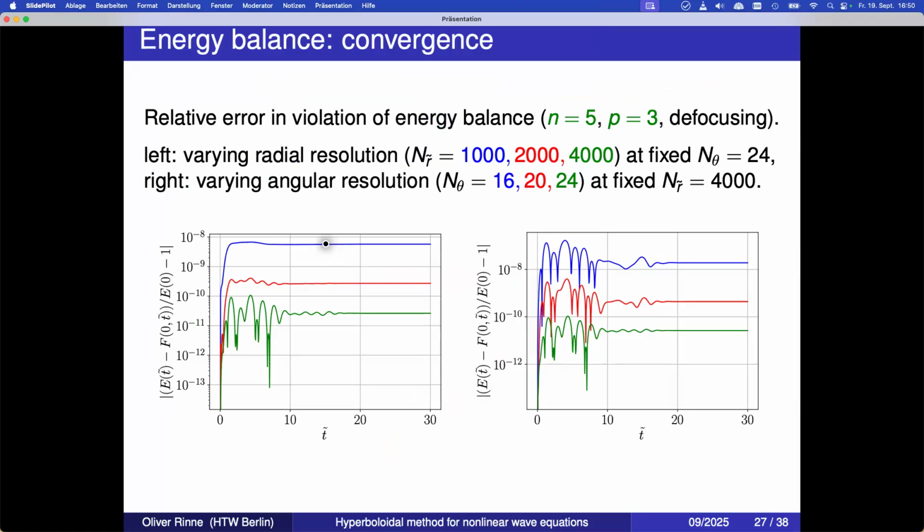If you increase the radial resolution, you can see convergence here. And if you increase the angular resolution, you can also see convergence. Also, the relative error is already quite small. It's 10 to the minus 8, basically.